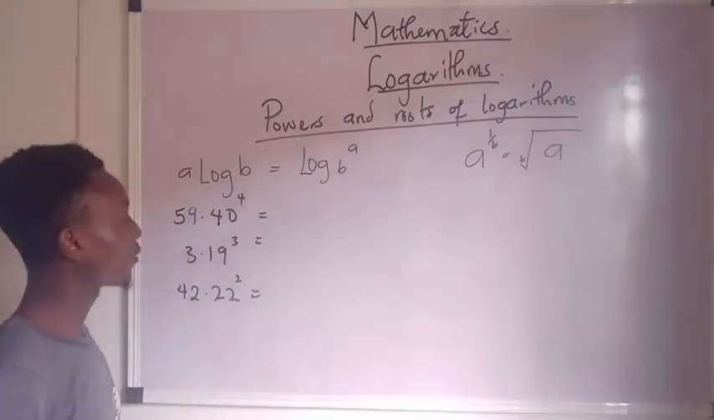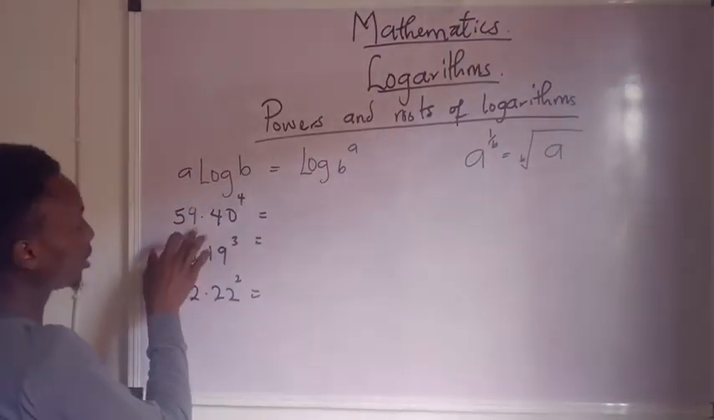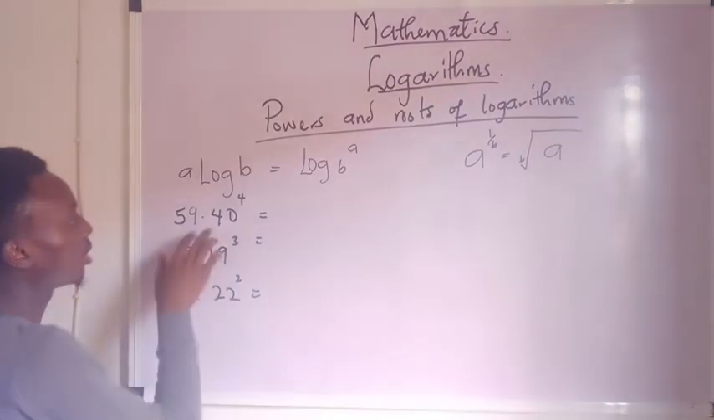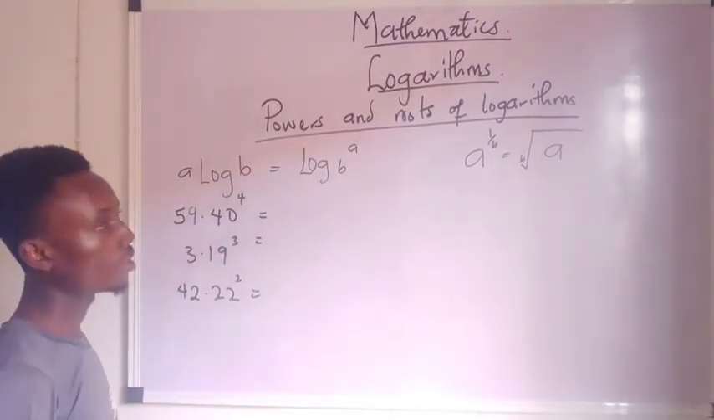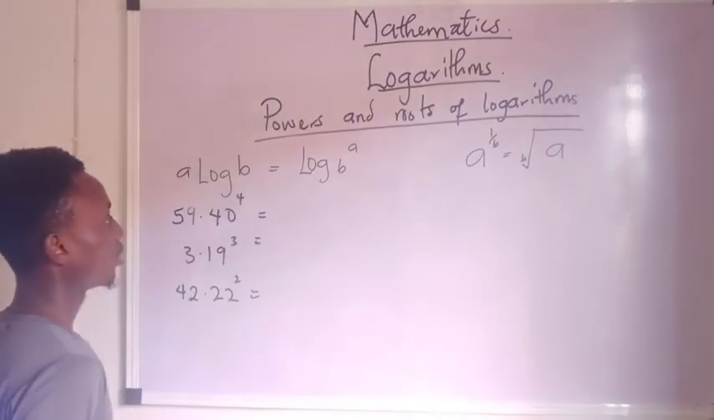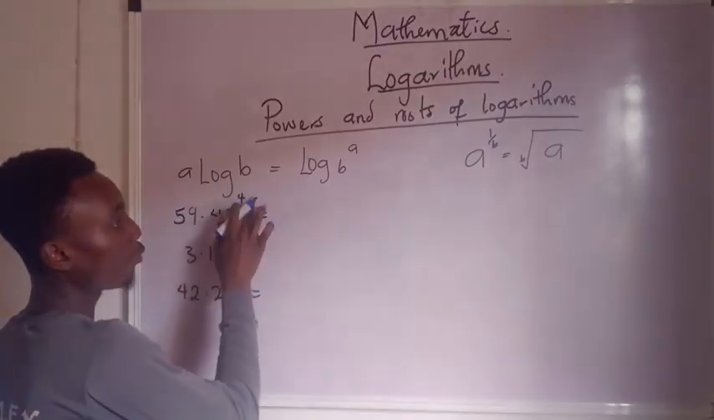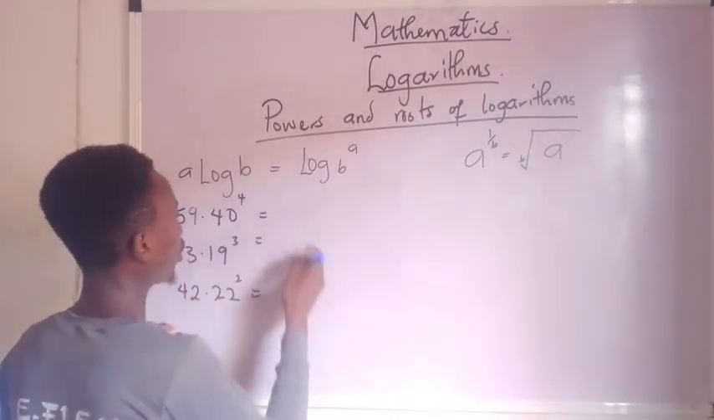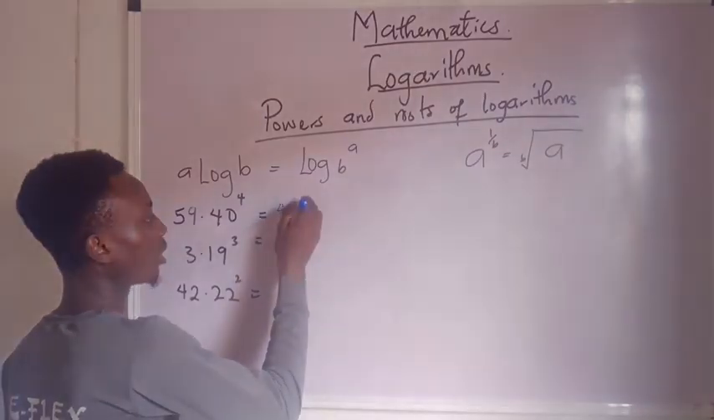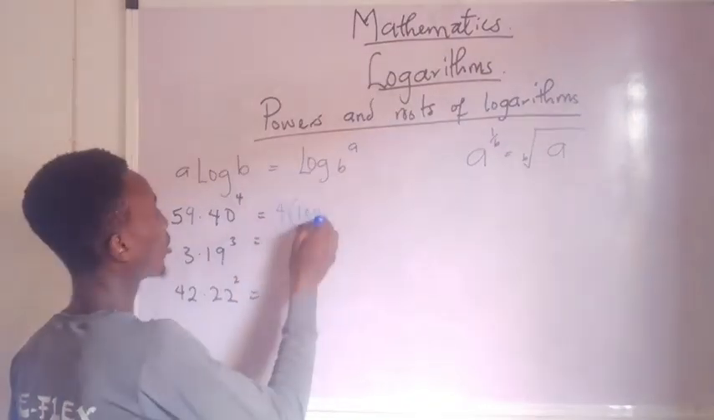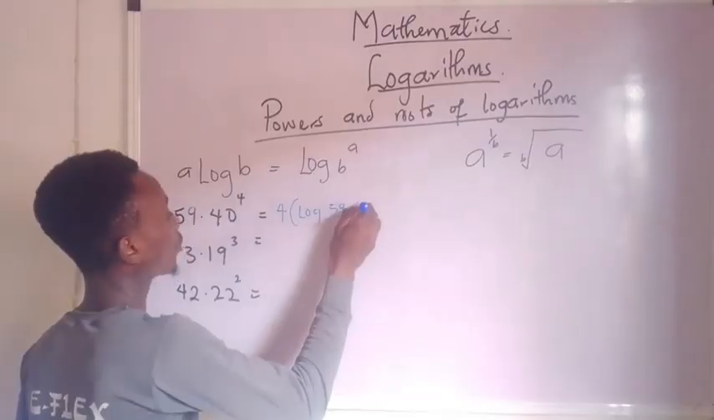Quickly, let's find the value of this. How do we find this raised to power 4? It's quite simple. We find the log and we multiply it by 4, like I just said. So it should just be 4 times log 59.4.